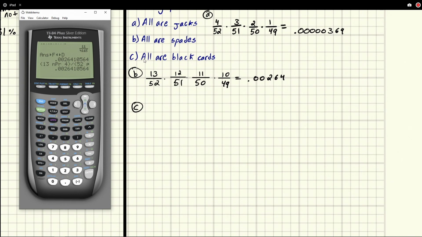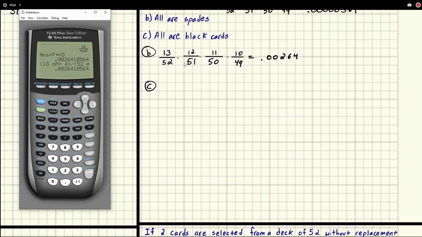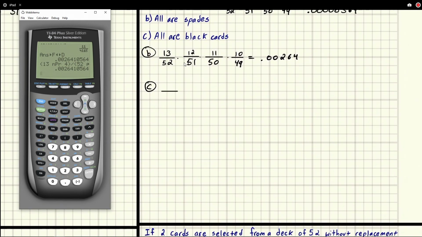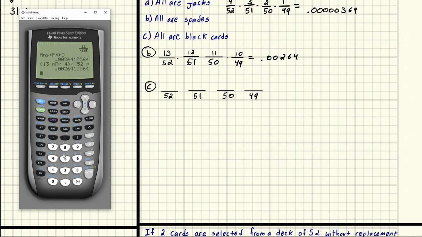All right, let's go to C. All are black. We have 4 cards, 1, 2, 3, 4. All are black cards. Well, we started out at 52, then we went down, then we went down, then we went down. And so how many black cards are there? Well, half the deck is black. So if you can't remember how many there are, you could always just take the deck. We have 52 cards, and we're going to divide by 2, because half the deck is red, half the deck is black. So that's 26. So we're going to get 26, and then we're going to go down 1, and down 1. We're going to get a number out.